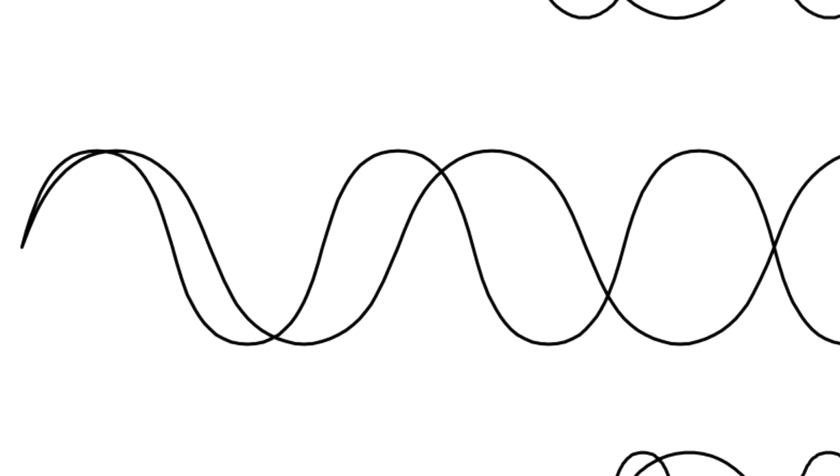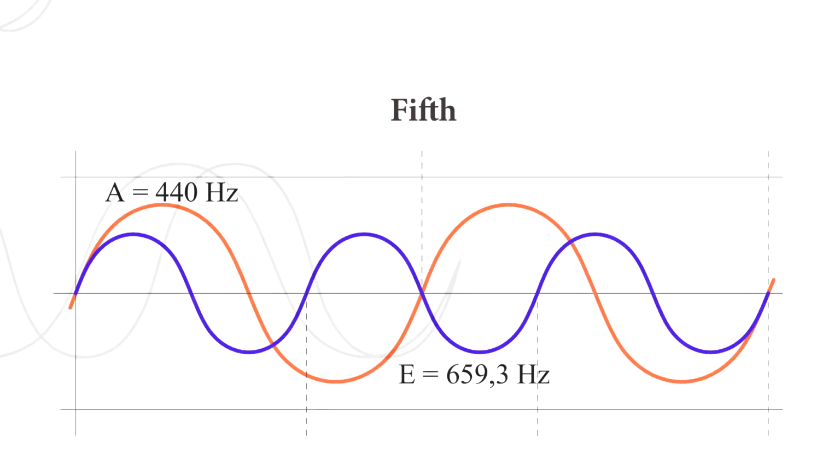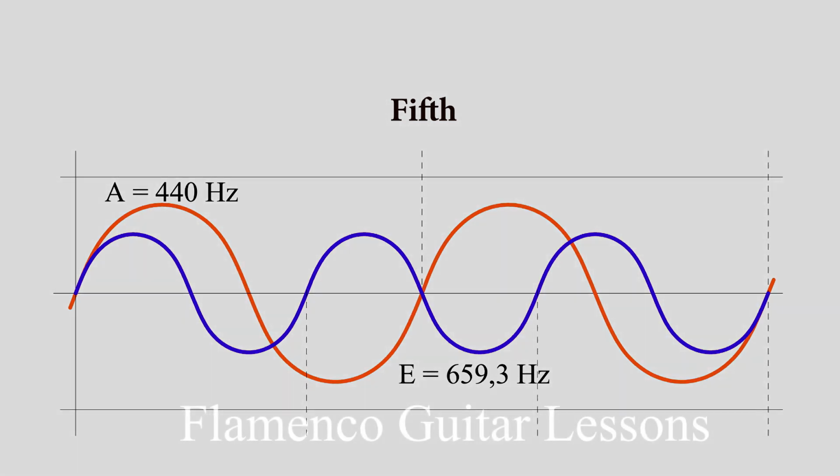The fifth. A pure fifth is, after the octave, the most consonant interval. A pure fifth is the most important building block of a stable consonance. The consonance of the intervals depends on the superimposition of their frequencies.